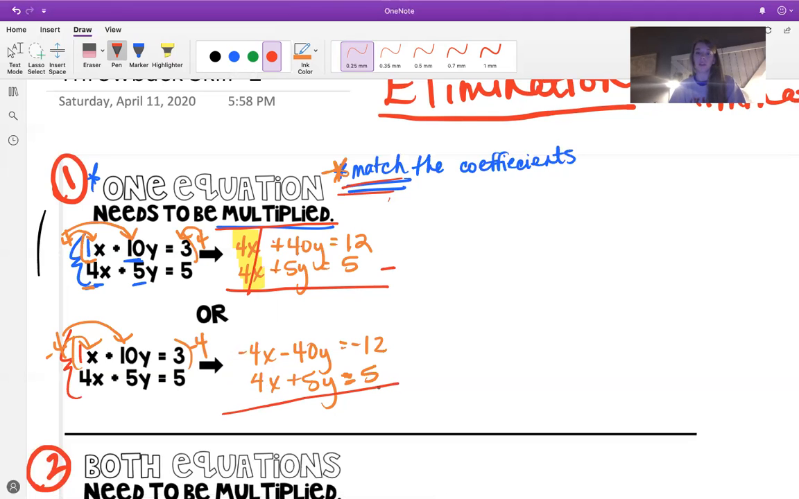If I were to subtract those, I would get a negative 8x, which again doesn't eliminate my variable like I want it to. So this time I would have to add them together. Those would cancel. That's a negative 40 plus 5, so that would be a negative 35y equals negative 12 plus 5, which is a negative 7. And then you would continue to solve for your variable.